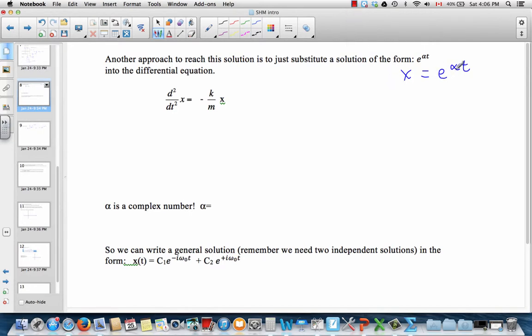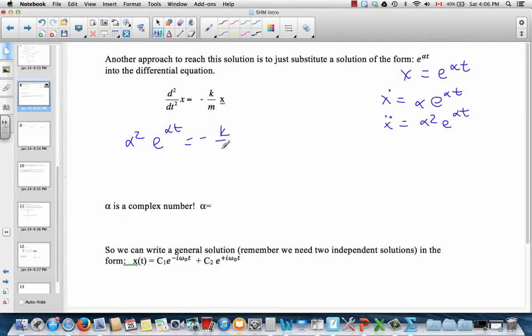Now the first derivative: when you take the derivative of the exponential, you get itself, but then times the derivative of the exponent, which is going to give you a term alpha in front. Then when you do the second time derivative, you'll get another alpha. It'll be something like this. So this side we've got alpha squared e to the alpha t.